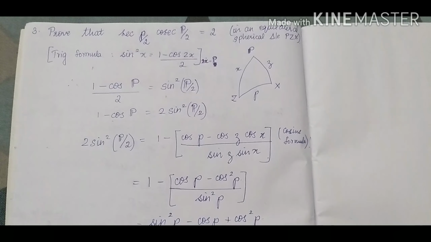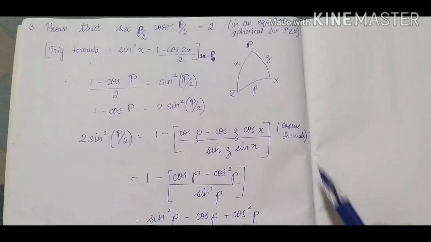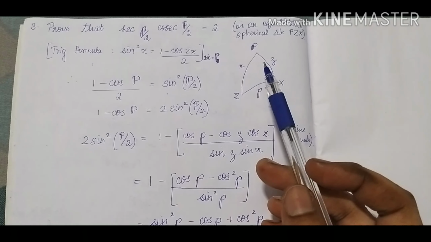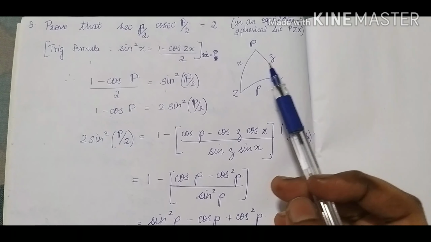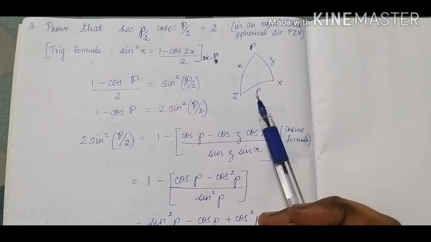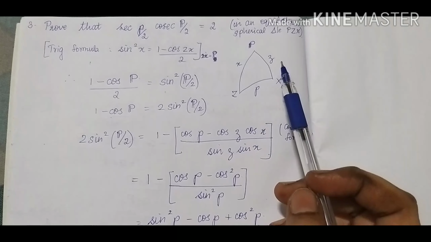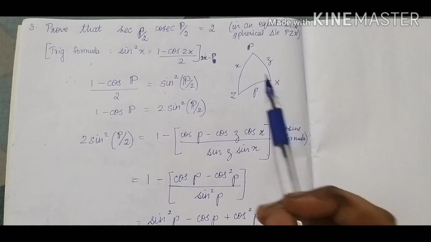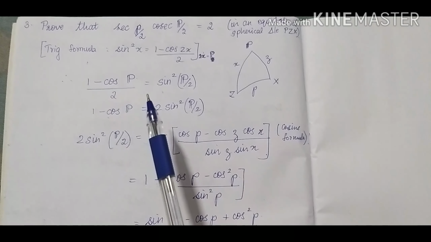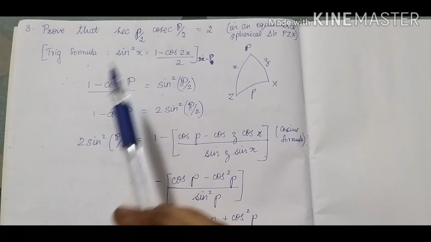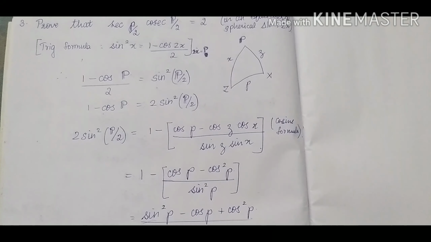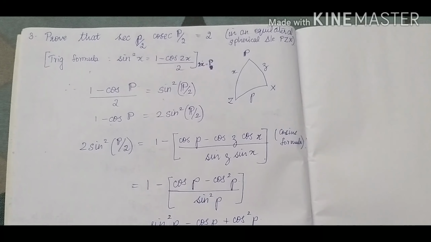Prove that secant p by 2 into cosecant capital P by 2 equals 2 in an equilateral spherical triangle PZX. So I have drawn the equilateral spherical triangle PZX and I have marked the side opposite to angle P as small p, opposite to angle Z as small z, and the side opposite to capital X as small x. So to begin with the problem, we know that secant is nothing but 1 by cos and cosecant is 1 by sin.